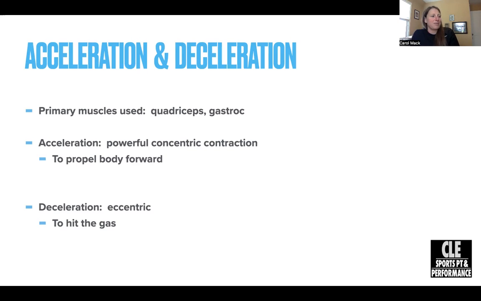This is kind of a weird concept, but I always think of the term eccentric like that eccentric friend of yours, just a little different. This contraction is a little bit different. Instead of squeezing, it's a lengthening contraction. So as you're stopping, you're still using your quadriceps, but it's actually lengthening out as it's working.